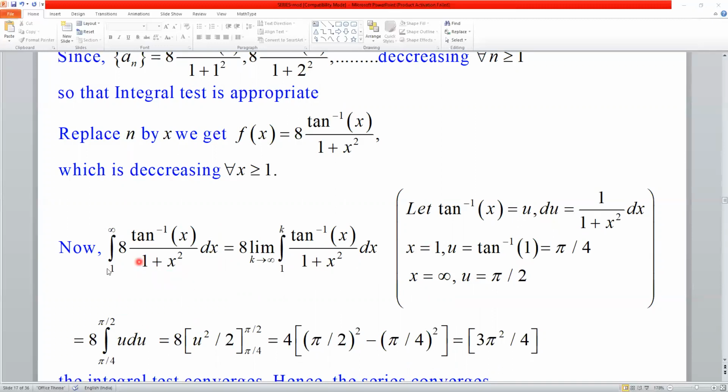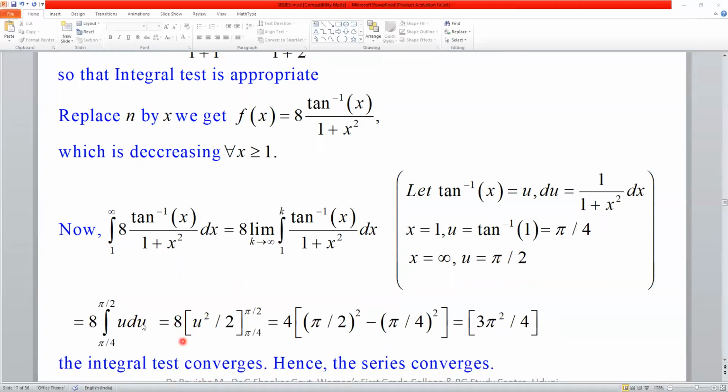When x is equal to 1, tan inverse of 1 is equal to pi by 4, because tan pi by 4 is 1. When x is equal to infinity, tan inverse of infinity is equal to pi by 2. So then u is equal to pi by 2. So then let us integrate this function. Integration of u with respect to u, we have u square by 2. Let us apply the upper limit, then the lower limit.